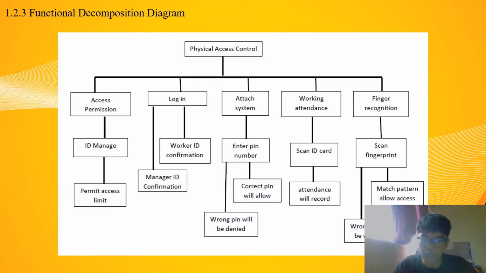This is our FDD diagram. Physical access control. Access permission: ID manage, permit access limit. Login: worker ID confirmation, manager ID confirmation. Attach system: enter PIN number. Correct PIN will allow, wrong PIN will be denied. Working attendance: scan ID card, attendance will record. Finger recognition: scan fingerprint, match pattern, allow access. Wrong pattern will deny.